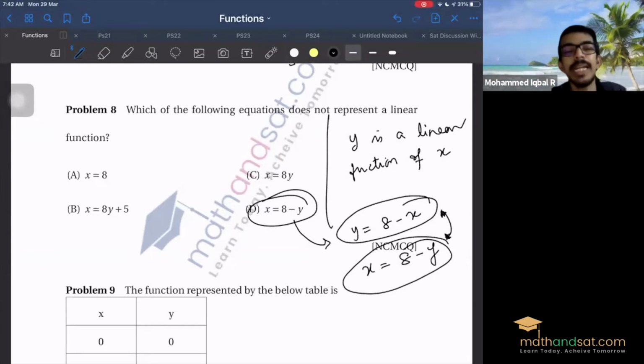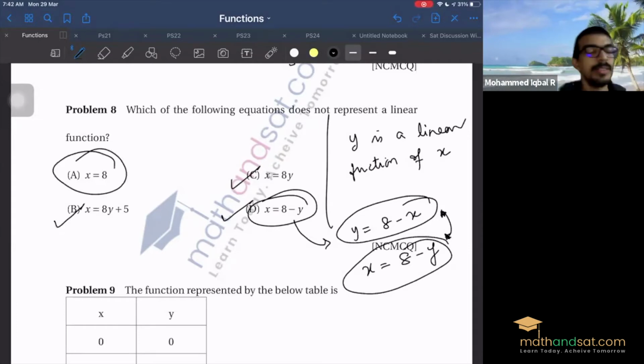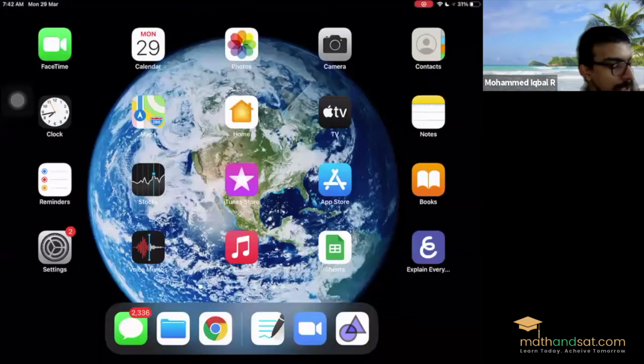So the idea is very simple. If y is represented as a linear function of x, x can also be represented as a linear function of y. So this is going to be a linear relationship between x and y. This will represent a linear function. Here there is a catch. As I told you before, x is equal to 8 is a straight line, but it's a different type of straight line. So let's plot it.